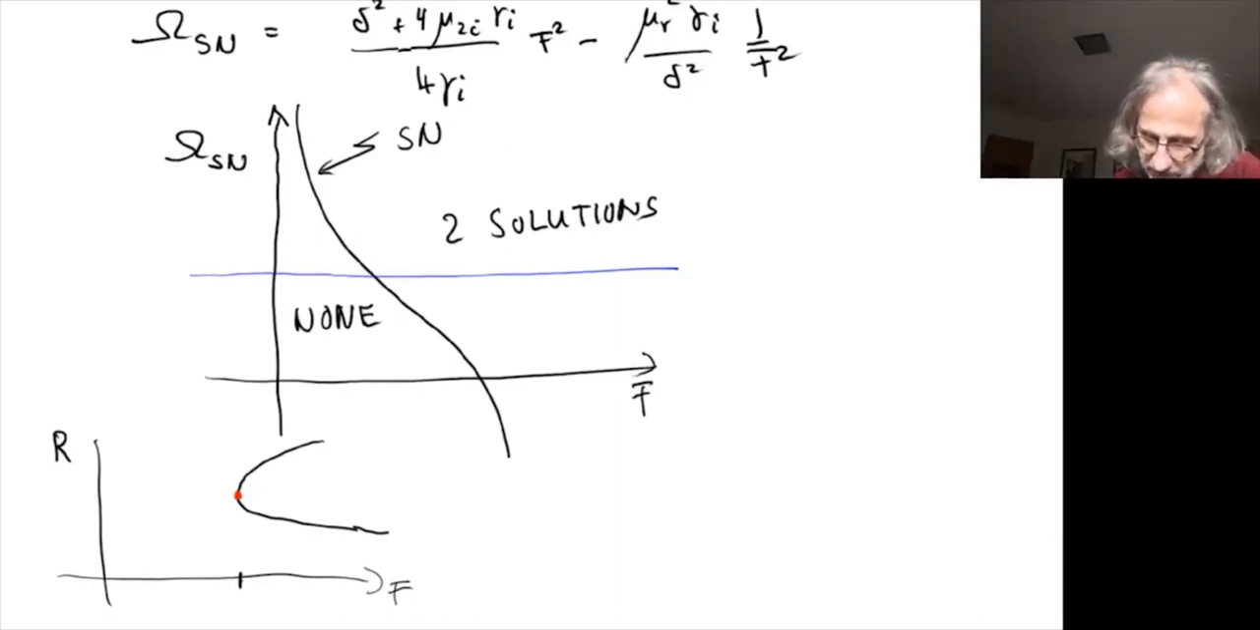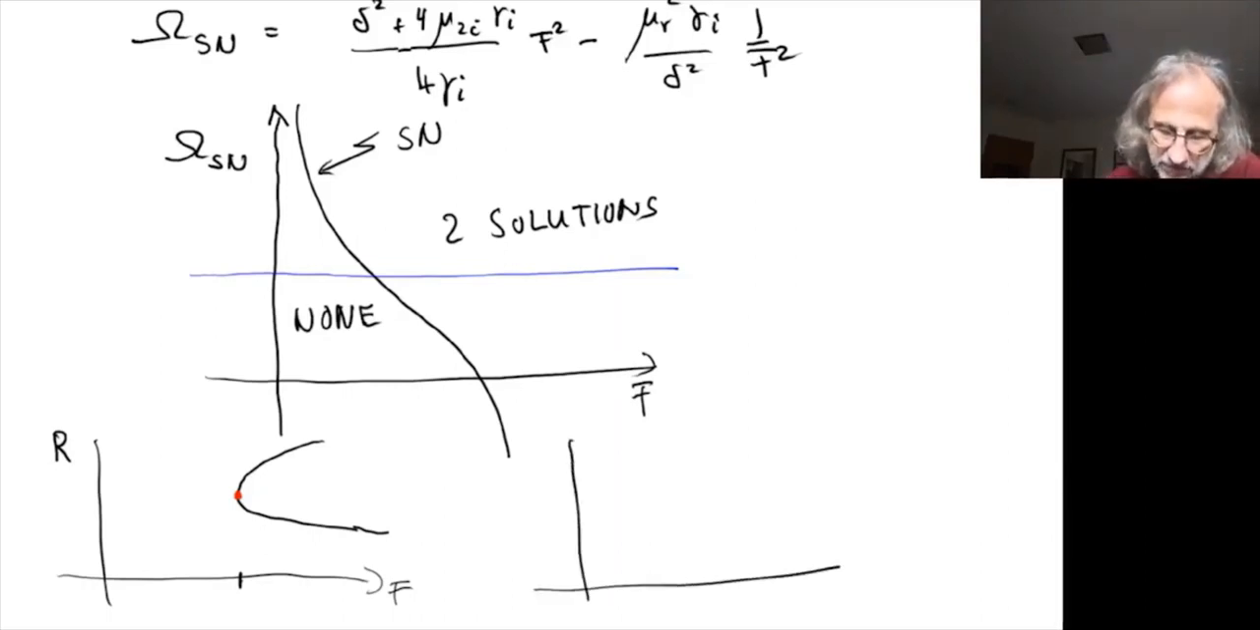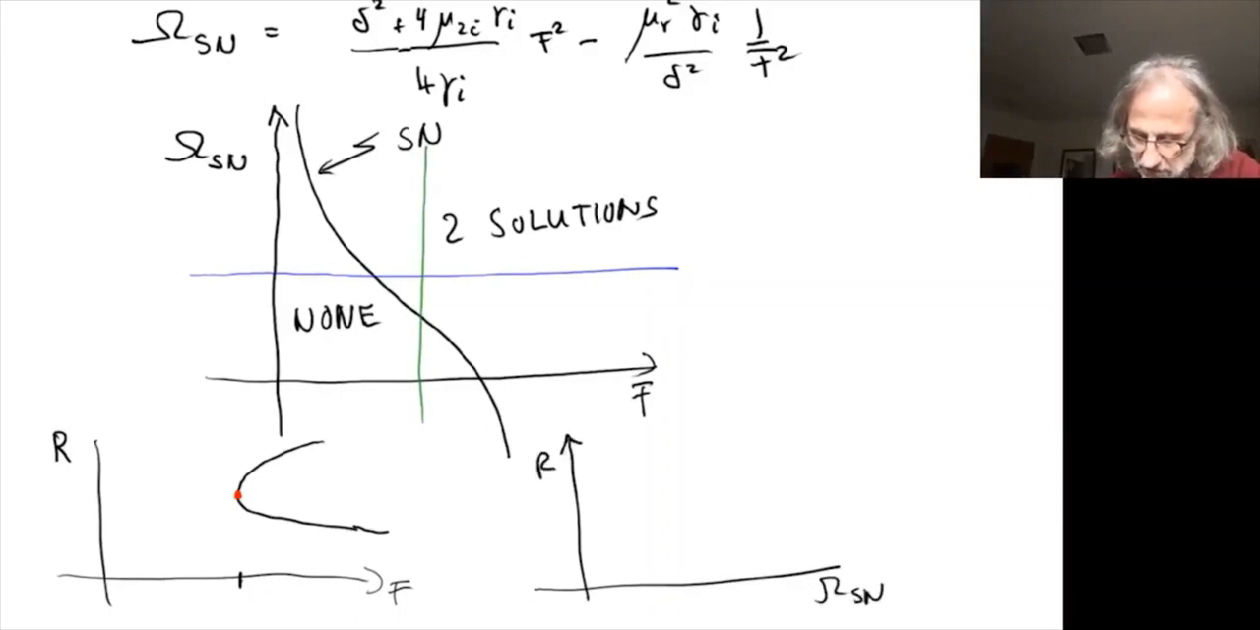Similarly, you could have a cut in this direction. Maybe let's do it this way. So you make a cut like that. Then at fixed F, you increase omega Sn. And this again, the amplitude. And again, you get a saddle-node bifurcation that looks like that. And this would be the bifurcation point.